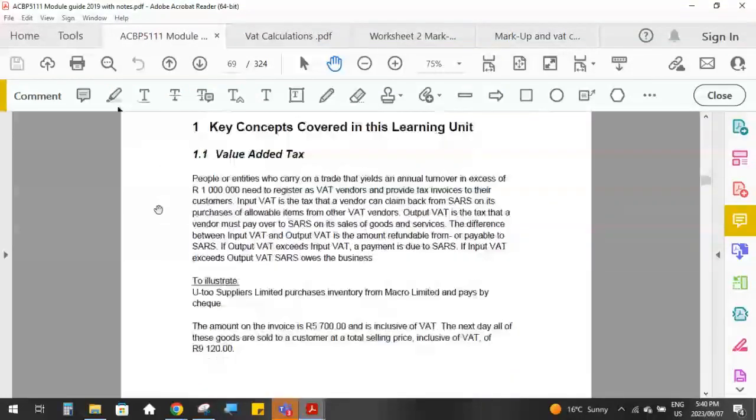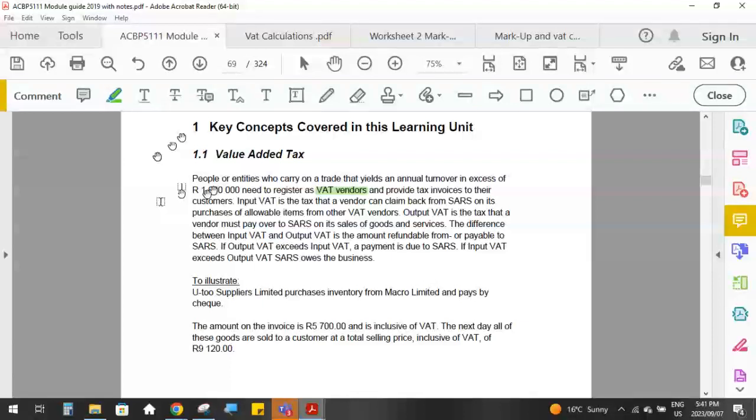Okay, so let's just have a look at some key concepts that are covered in LU3 regarding VAT itself. So in South Africa, any company who carries on a trade, if their annual turnover is 1 million rand or more, so that's on a rolling basis, so for the immediate preceding 12 months, as soon as they reach 1 million rand in turnover, then they are obliged to register as a VAT vendor. So a VAT vendor is what we call a business that trades, that is registered with SARS to charge VAT to their customers. And then that VAT is then paid over to SARS.